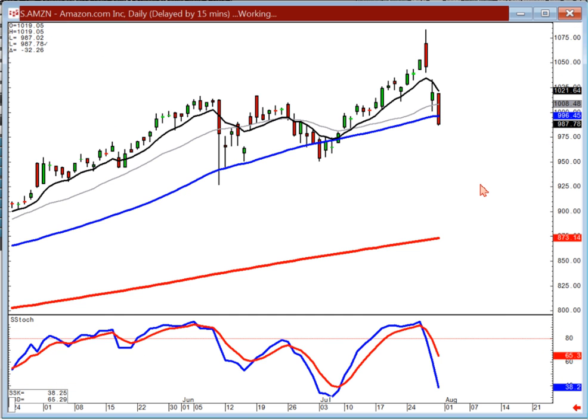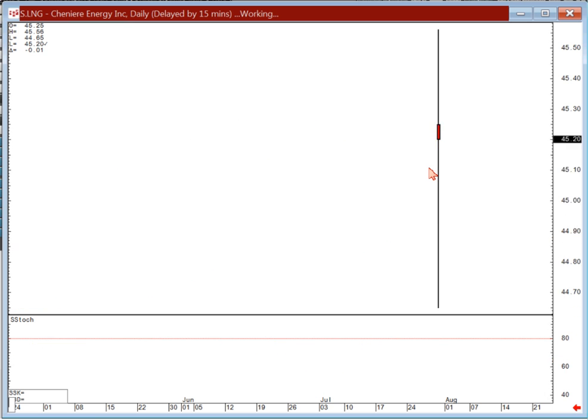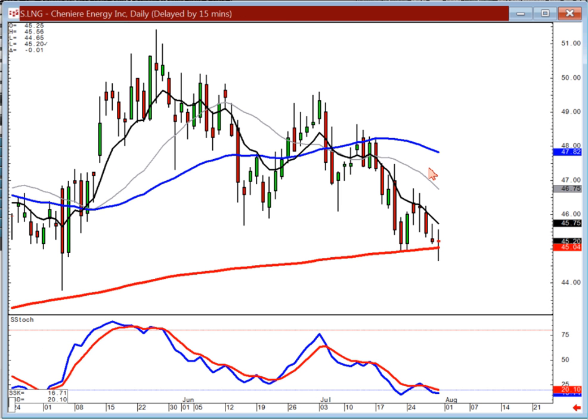Amazon, as we said, is probably testing. It didn't hold at the 50. If you're short, you stay short right now. You shouldn't be in this one until you see at least a buy signal.